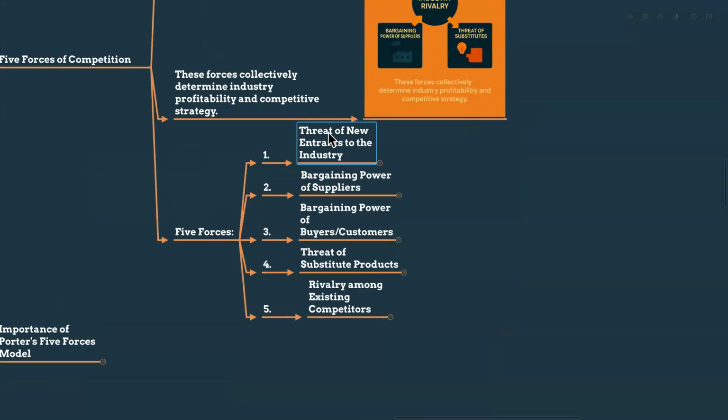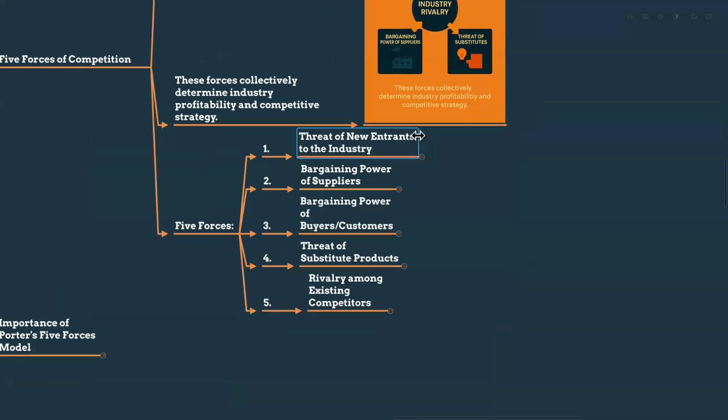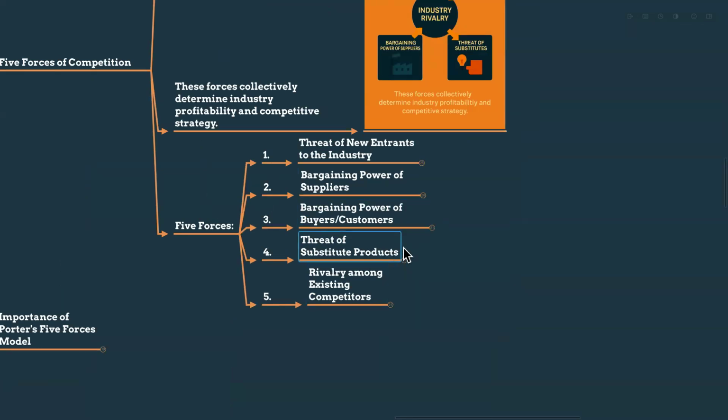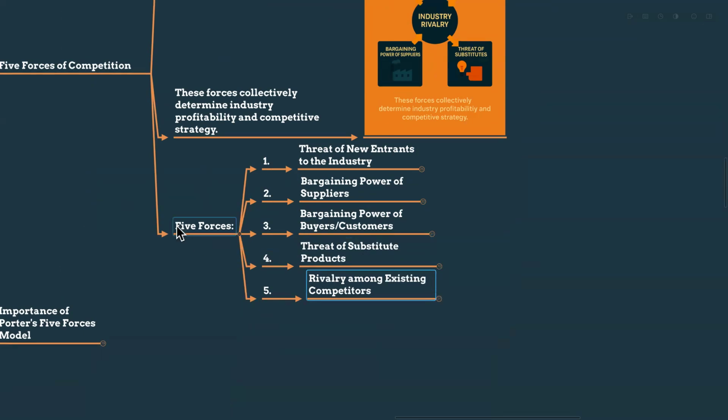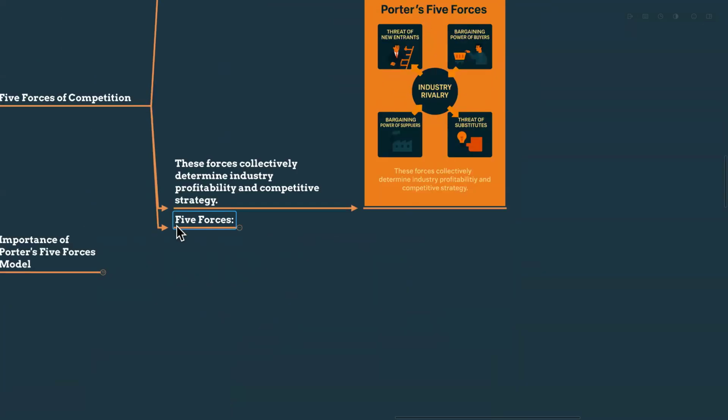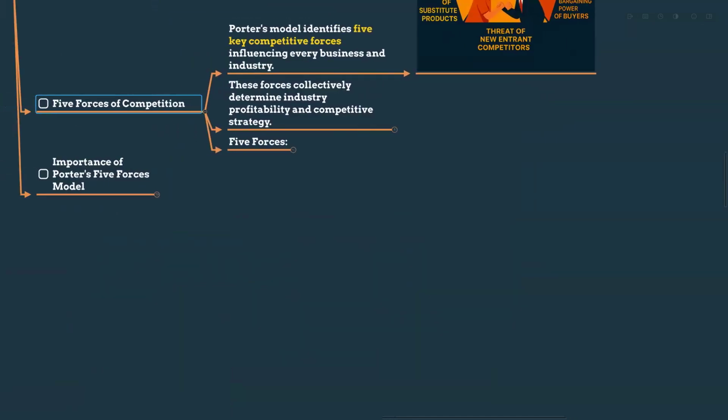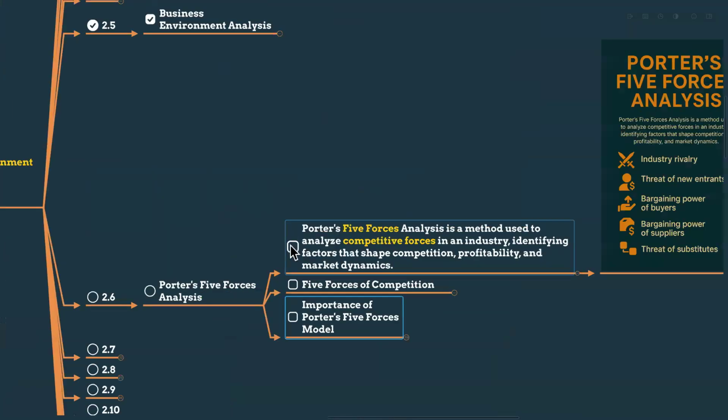Porter's, right? So threat of new entrants to the industry, the bargaining power of suppliers, the bargaining power of buyers, threat of substitute products, as well as the rivalry. It means the competition among existing competitors, right? So that's all about the five forces of competition.